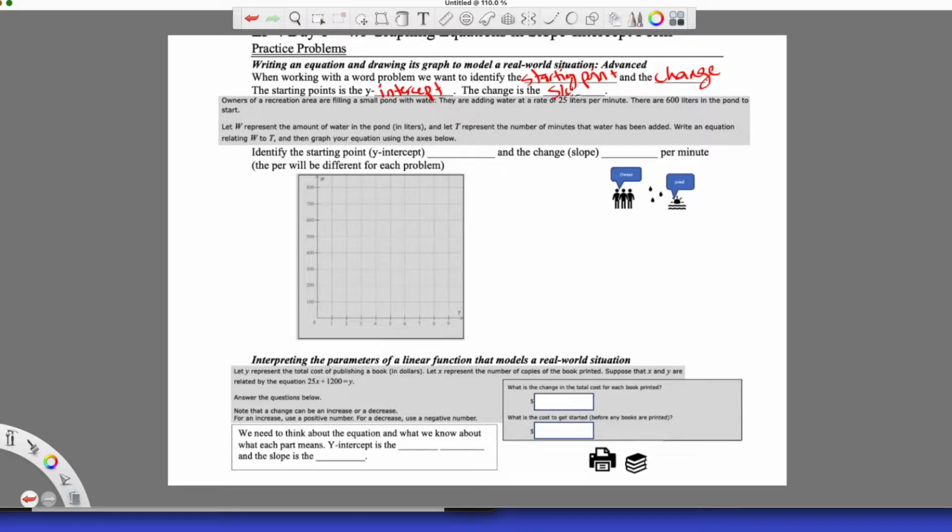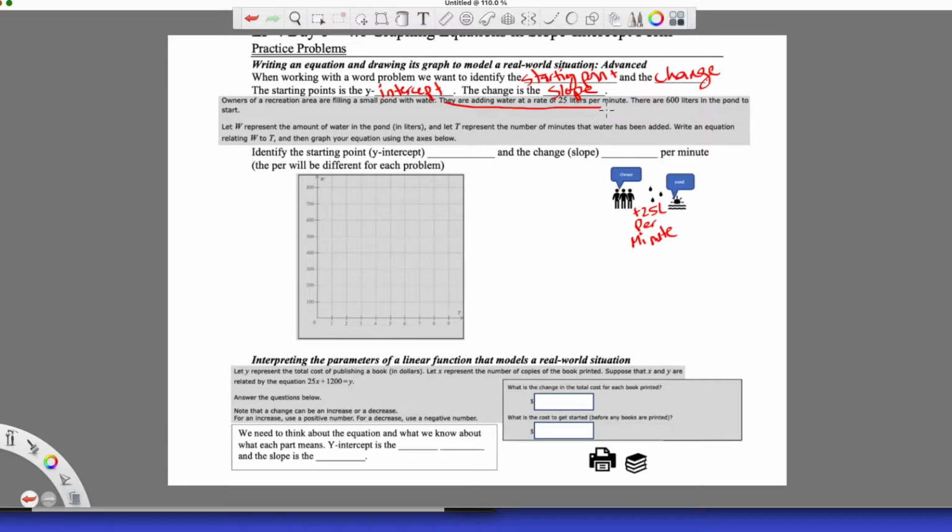And with the change, we're going to hear it's going to be something per an item. So in this case, we have owners of a recreation area are filling a small pond with water. So here we have a little visual. I have some owners, I have some water being added, and here's my pond. So we can visualize this happening, hopefully. I know it would be on a much bigger basis, but this is just a silly little drawing to help us. So they are adding water at a rate of 25 liters per minute. So we know they're adding at 25 liters per minute. So this is what they're adding, and that's what that second sentence gave us.